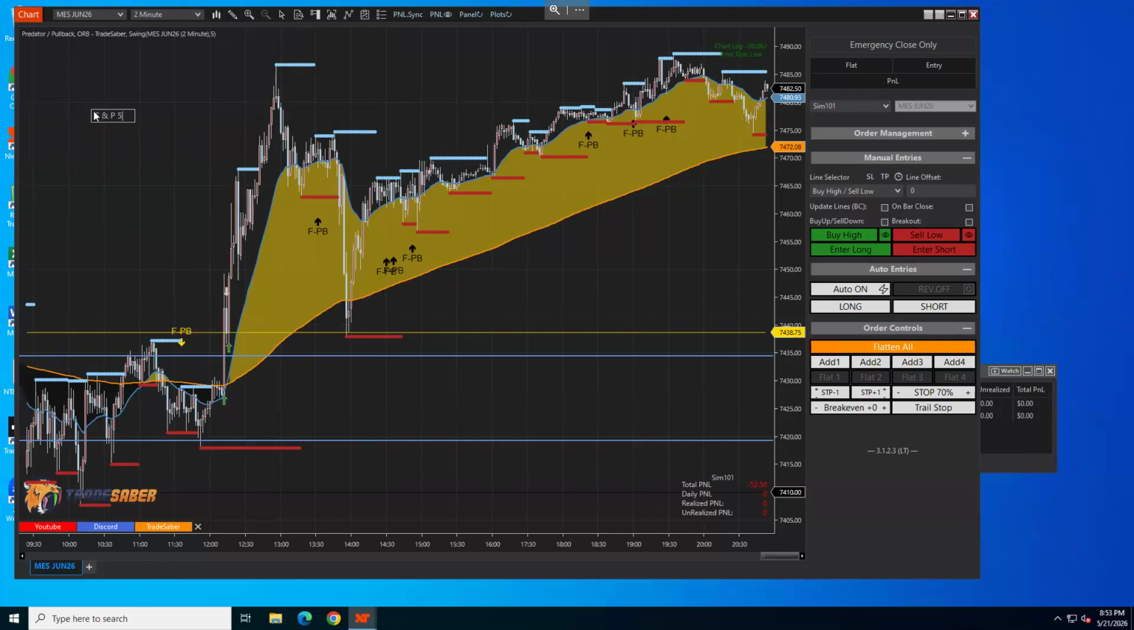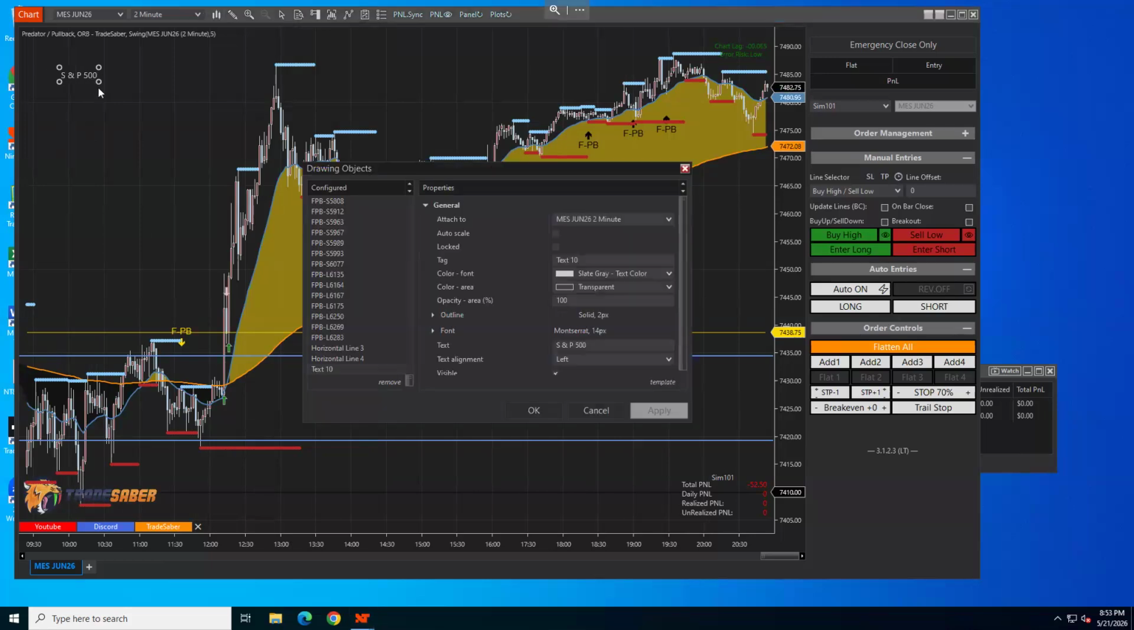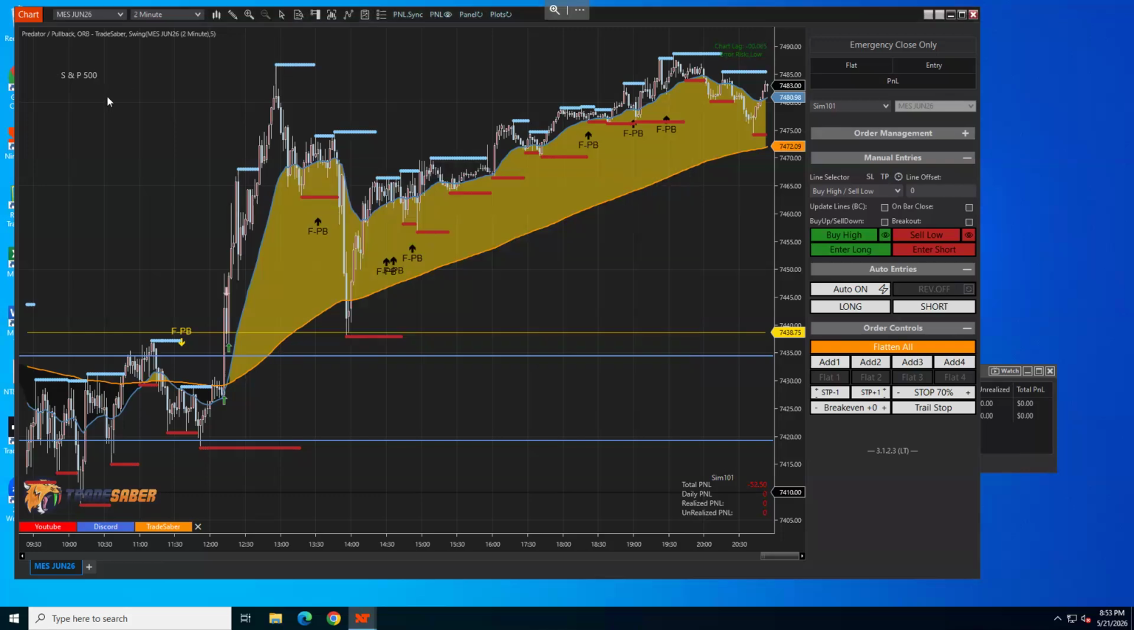S&P 500. This is the market that we're trading on right now. Let me see if I can stretch this out. I think I can. I don't know if it'll let me stretch. Oh, wait, maybe that would. Nope, won't let me stretch it out.